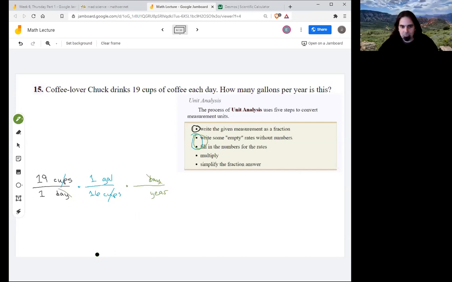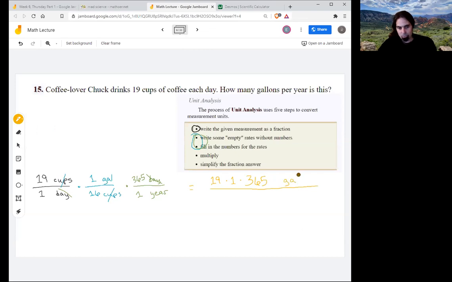Yep, that's my goal. Now I've done enough of these silly fractions. I have gallons and I have years, right? I can stop. I do need to put the numbers in. There's 365 days in a year. So these two steps kind of blur together. Then we multiply. On top, we have 19 times 1 times 365. I don't normally write the ones, but this time I am, just to be different.